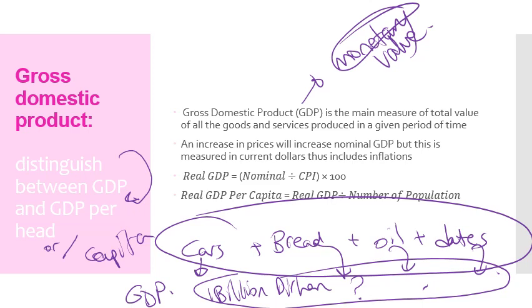Now, an increase in prices will increase the nominal GDP, but this is measured in current dollars or dirhams, thus it includes inflation. Now we'll explain the difference between real and nominal GDP. This is the formula. I would like you to write it down, but remember I did not explain the difference yet, so just wait.